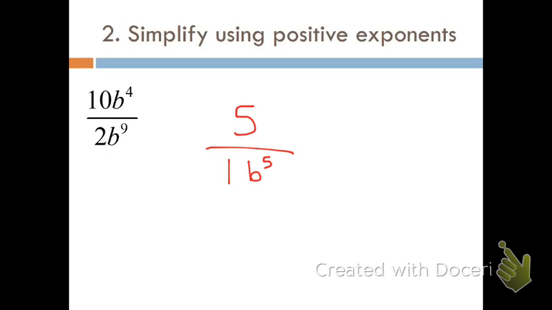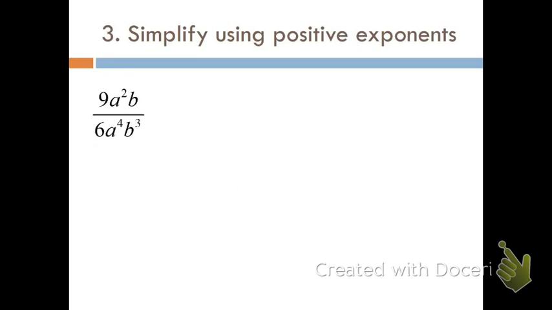They're both right. How did I get the b to the 5th again? Because there's more b's in the bottom. How did I derive the 5, that exponent 5? Because 9 minus 4 is 5. Okay, go.